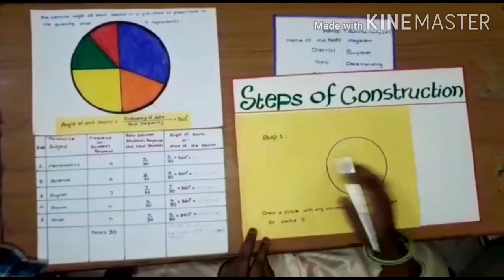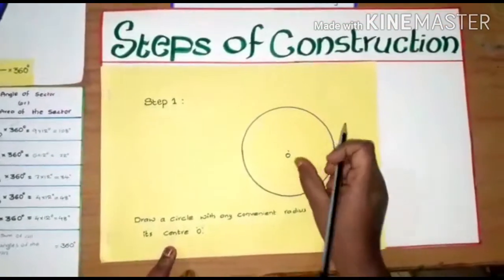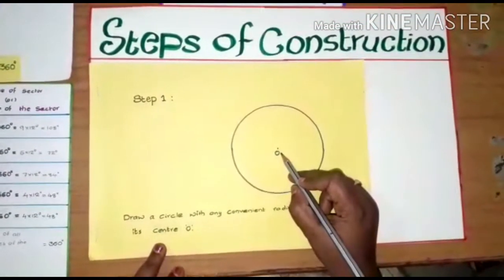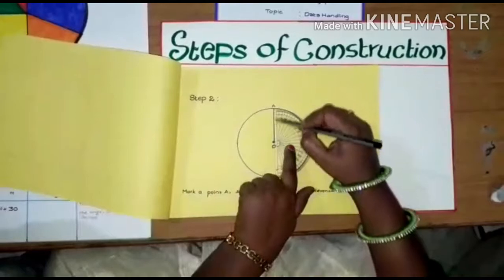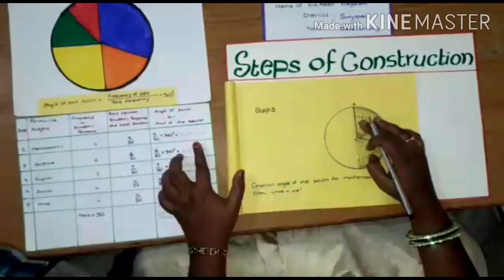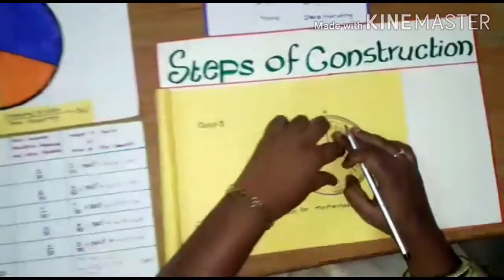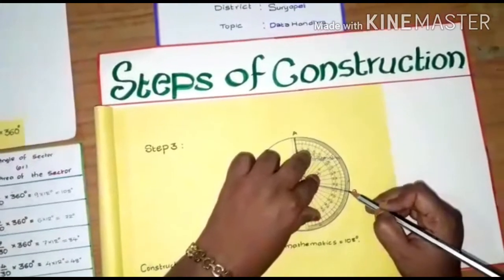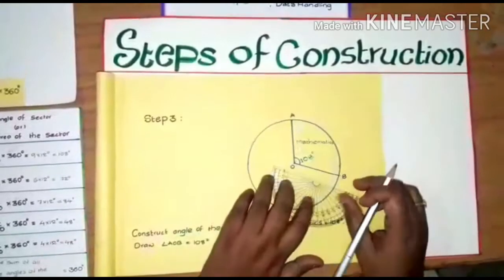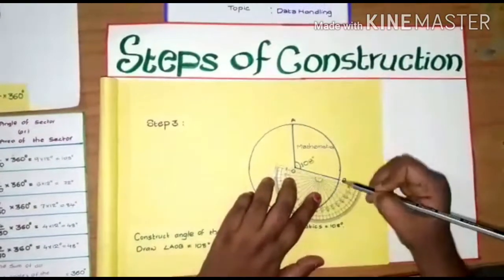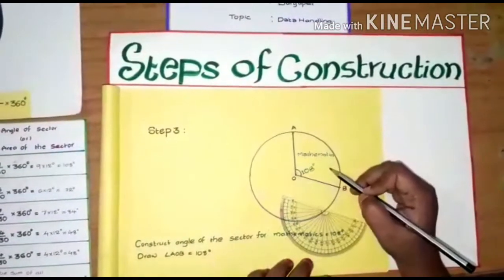In the construction, step 1, draw a circle of any convenient radius and mark its center O. Mark a point A somewhere on the circumference and join O to A, that is OA. Now we construct the maths sector, that is 108 degrees. So here we measure 108 degrees and mark the point B. Draw the radius from center O to B. This angle AOB is the maths sector, 108 degrees.